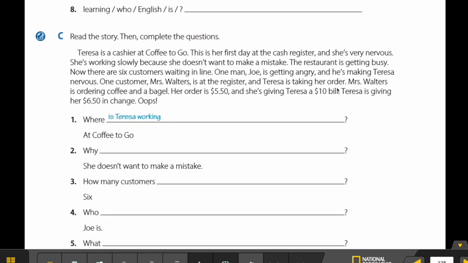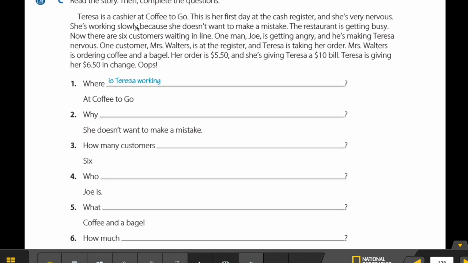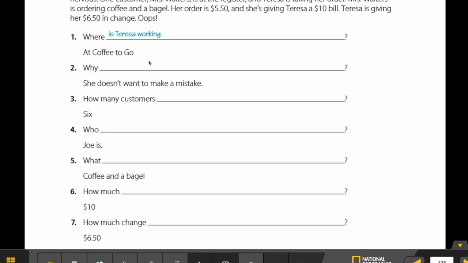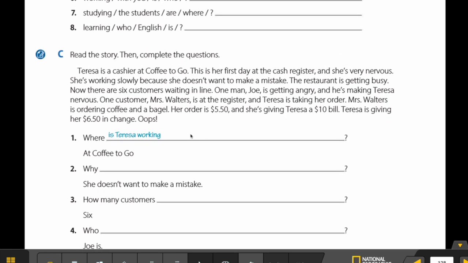All right, now it's your turn to create the sentences based on this story. Read the story, then complete the questions. There is a Teresa here, a cashier at Coffee to Go. Then there's a story. You're gonna create the questions here about Teresa based on the answers you get. For example, at Coffee to Go. So where? And then you say the question is at Coffee to Go. So where is Teresa working? At Coffee to Go. So pause the video, do the activity, and then I'll show you the answers.